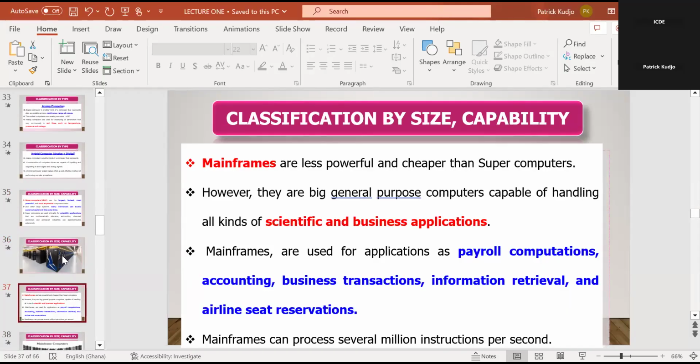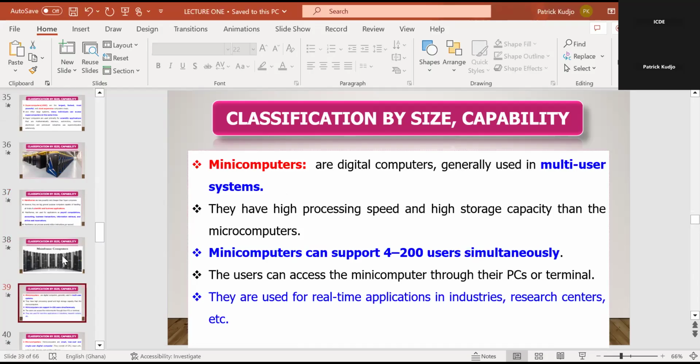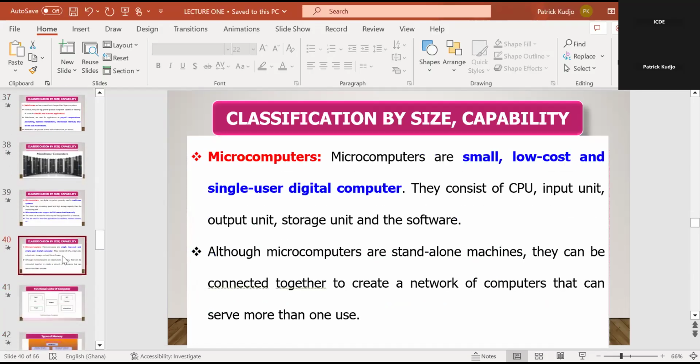The mainframe, they are less powerful and a bit cheaper than the supercomputer, and they are used for scientific and business application. So payroll computations, accounting, business transaction, information retrieval, airline seat reservation. We can move to the minicomputers, the microcomputers, which is the last one, and they are small, low cost, and single user computers.